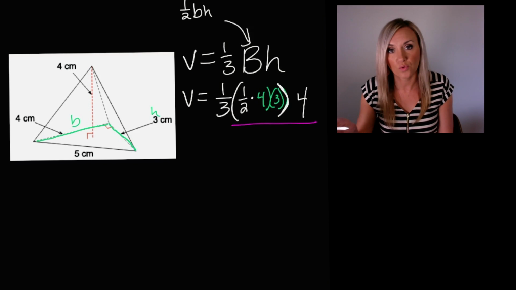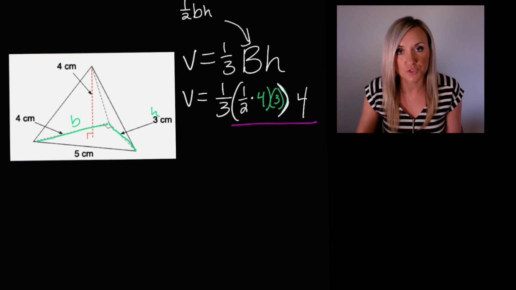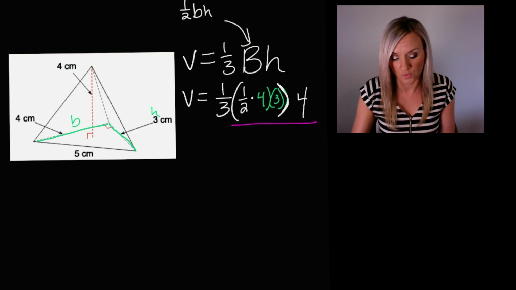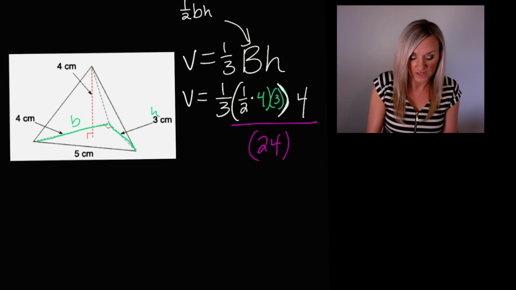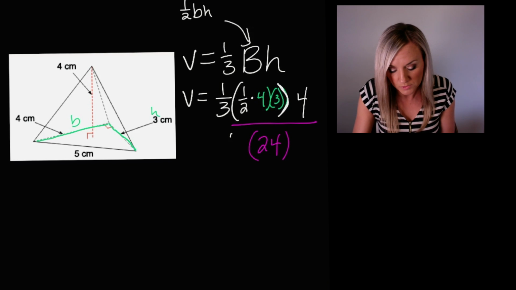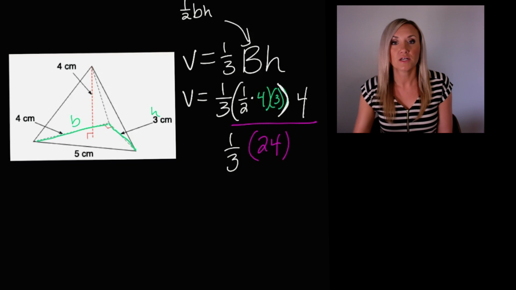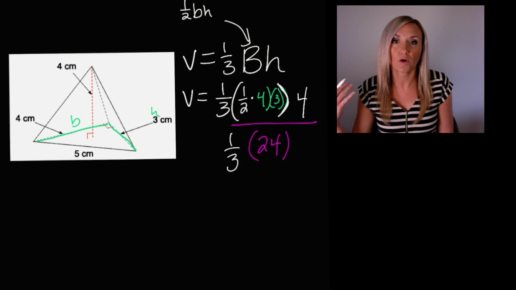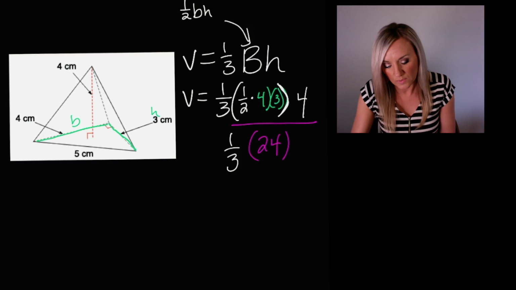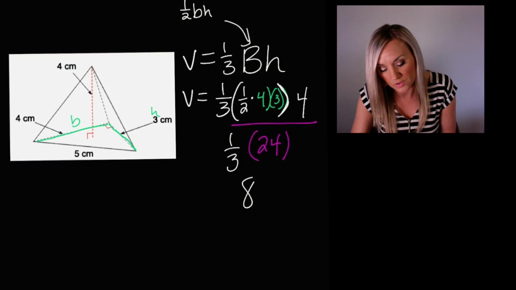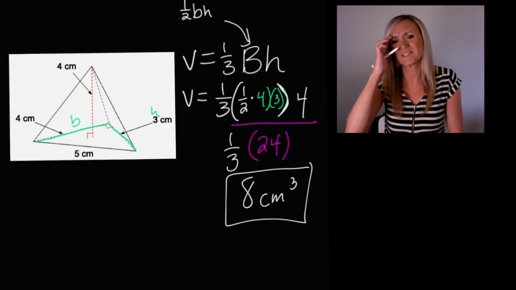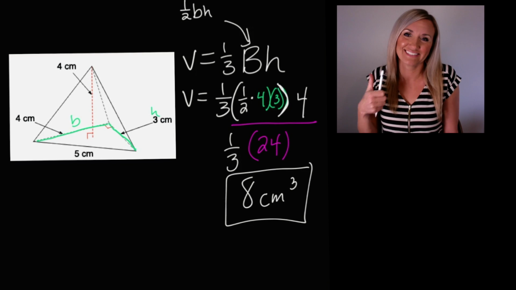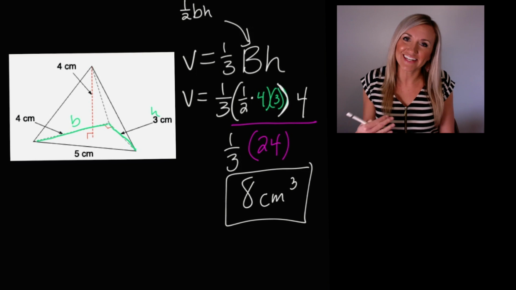I'd like 1/2 of 4, which is 2, 2 times 3, which is 6, and 6 times 4 is 24. So I'm going to write 24, and then don't forget, 24 is still being multiplied by 1/3. So when we take a third of 24, or just 24 divided by 3, we get 8, and then the volume is 8 centimeters cubed. That wasn't so bad, right? Okay, let's take a look at example 4.